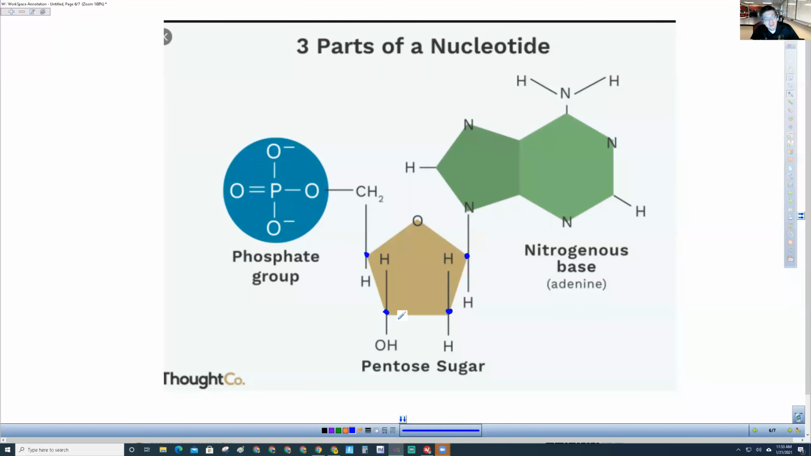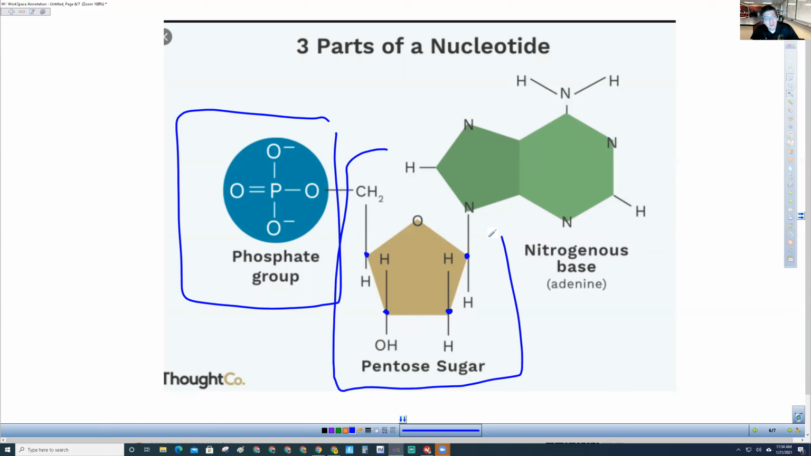Okay, what atoms are these dots in blue? Carbon. Carbon atoms, exactly, right? And so this right here is the phosphate group. Here is the 5 carbon sugar. Why is it called a 5 carbon sugar? Because it has 1, 2, 3, 4, 5 carbons. What sugar is this?